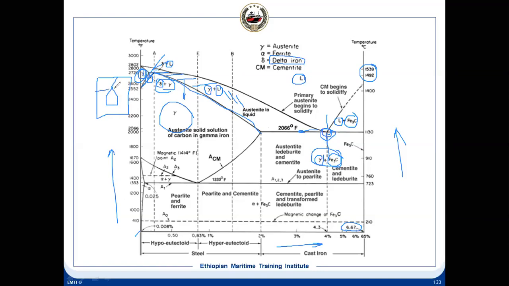So we know that this will be the FCC structure. So this will be FCC structure. Solubility of carbon is high. It means it will contain higher carbon.